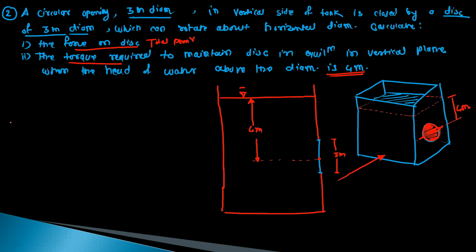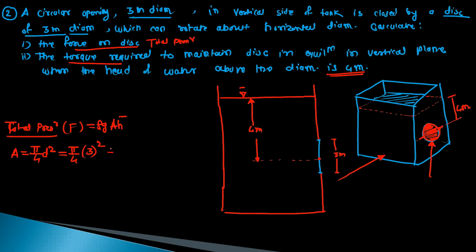Now for the total pressure, we have the formula rho g A h bar. As the disk is circular, this is the shape of the disk, and the area will be pi by 4 d square. So this is pi by 4, and d is 3 meter. So that area is 7.068 meters square.